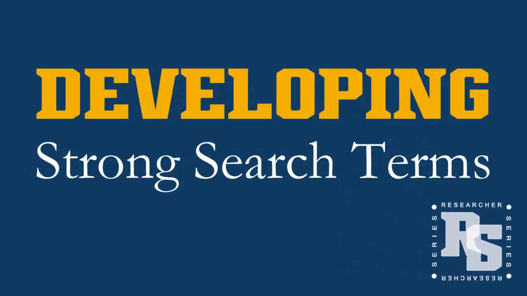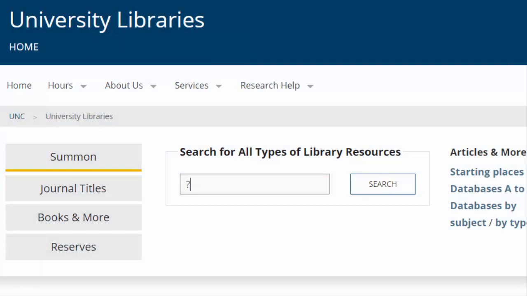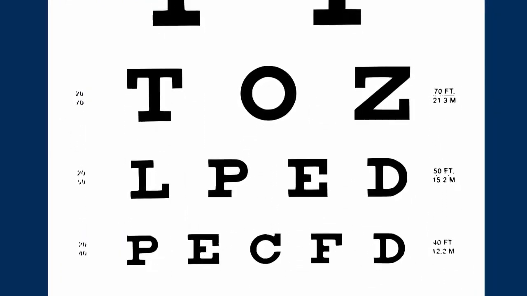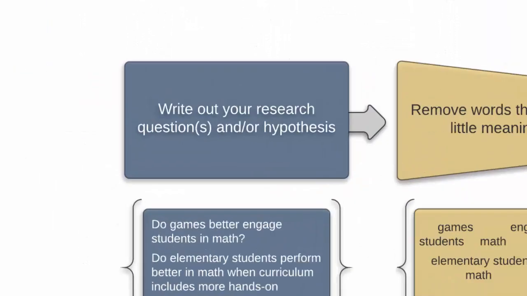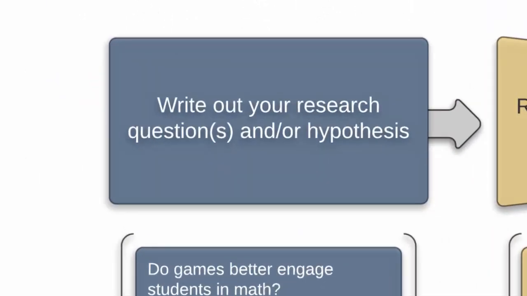This video will provide tools and strategies to help you come up with strong keywords and search terms for your research topic. It will not only make your searching more structured and powerful, but will also help you define and understand your research problem. We'll start by writing out your research questions, hypothesis, or topic.